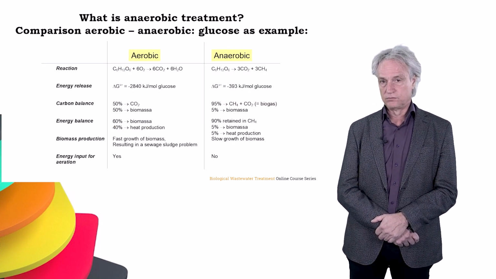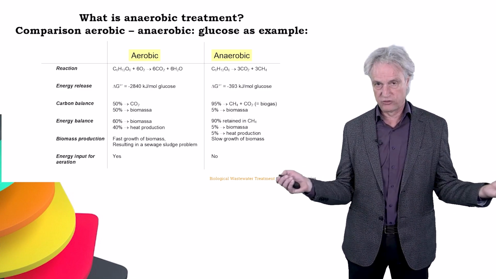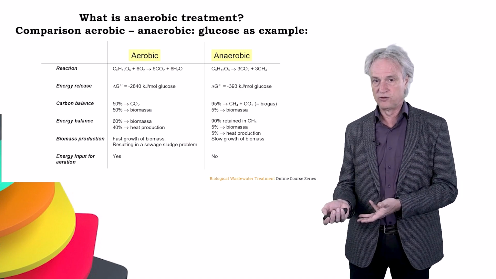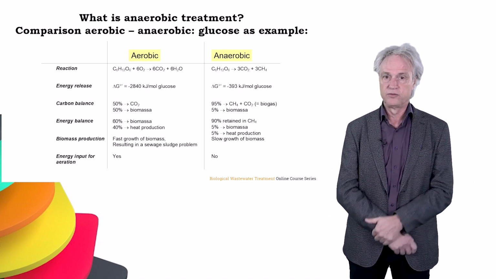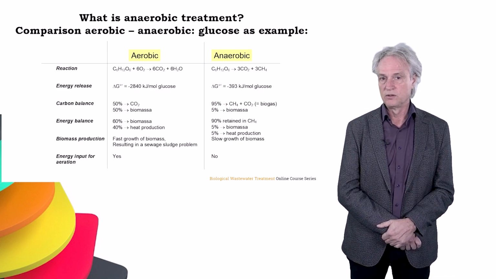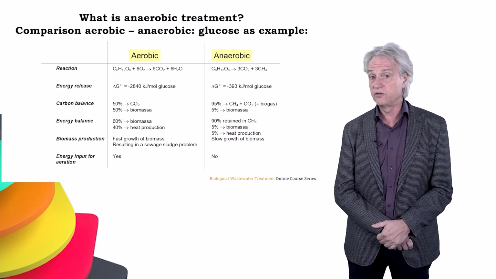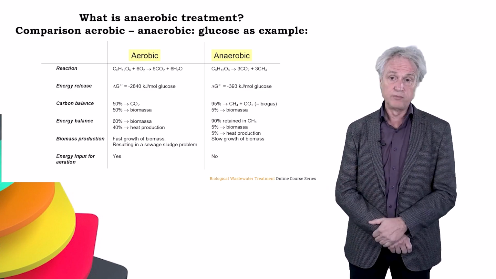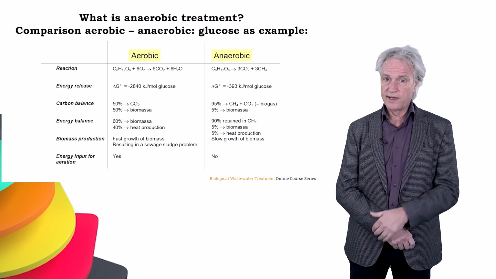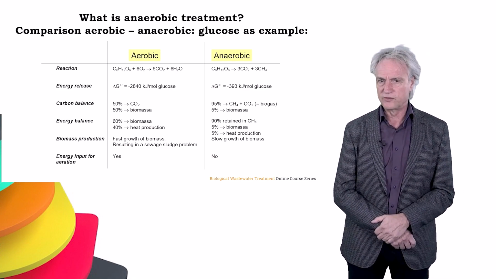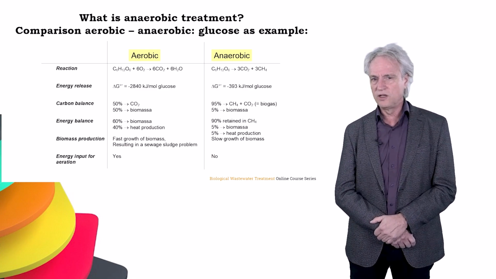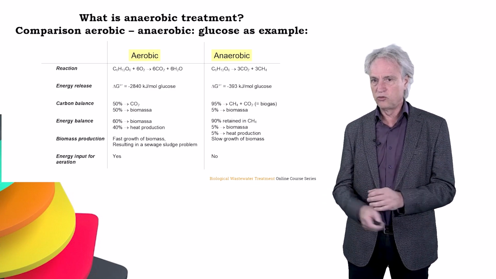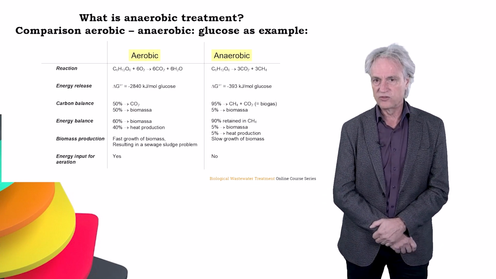Now back to the comparison. Let's take a very simple example, glucose. What happens now with glucose under aerobic conditions or under anaerobic conditions? First, the reaction itself. We see here a complete oxidation under aerobic conditions to CO2 and water, and under anaerobic conditions, we will get CO2 and methane. Now the second line, you see the energy release, and there's a big difference. We see about minus 3000 kilojoule per mole glucose under aerobic conditions and minus 400 kilojoule per mole glucose under anaerobic conditions, and that's a big difference.